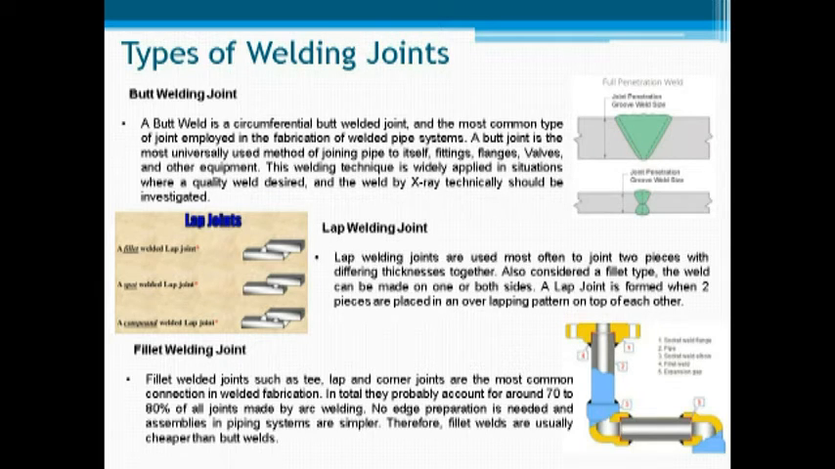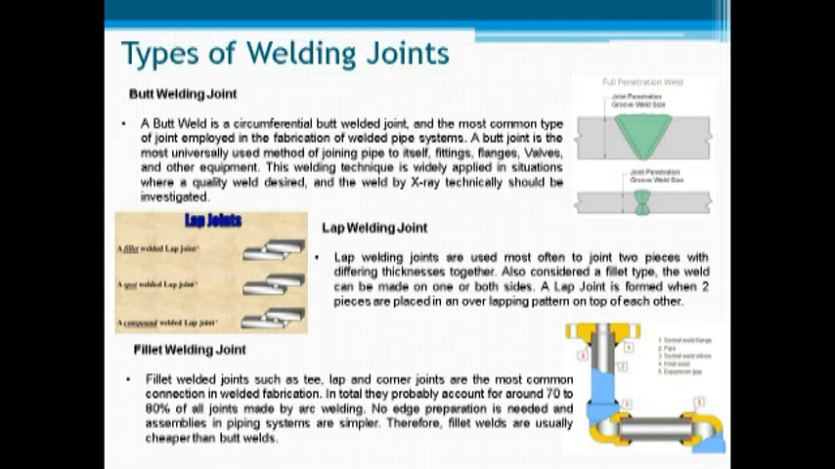Types of welding joints. Butt welding joint. Butt weld is a circumferential butt weld joint and the most common type of joint employed in the fabrication of piping systems. A butt joint is the most universally used method of joining pipes to itself, fittings, flanges, valves, and other equipment. This welding technique is widely applied in situations where a quality weld is desired and the weld should be investigated by X-ray technically.